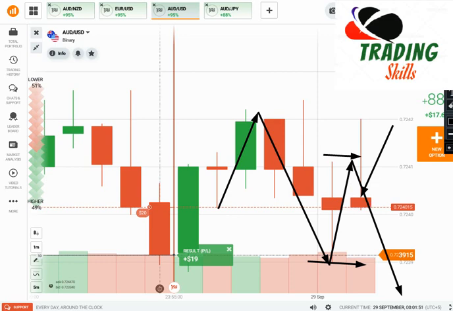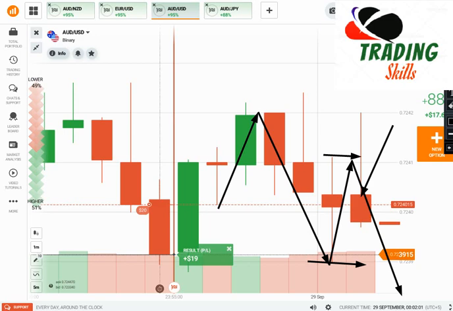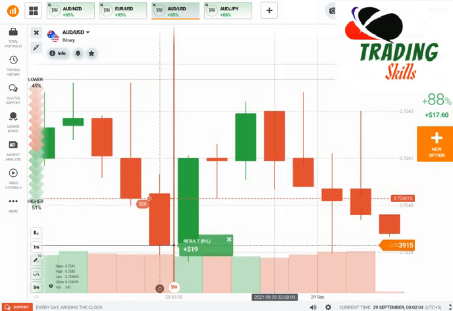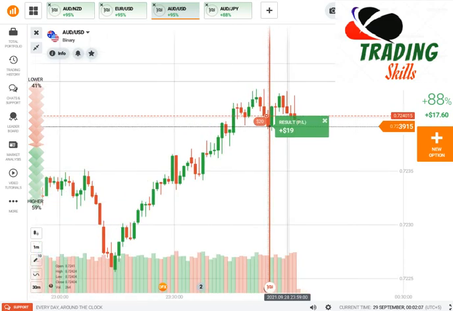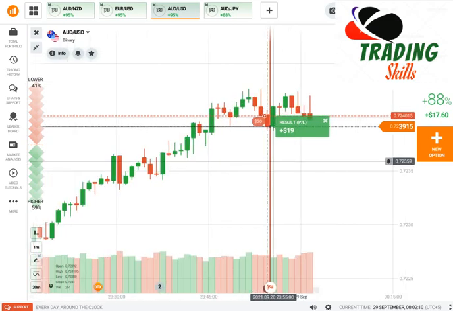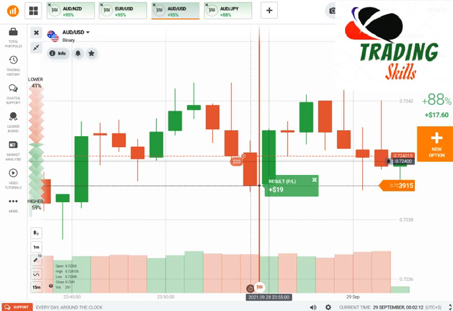So let's see. Okay, my prediction was only for the bearish, and now you can see the market is trying to go down. So this is the way that we can easily take our trades and we can analyze the market. So you can easily see how you can identify each and every candlestick easily.